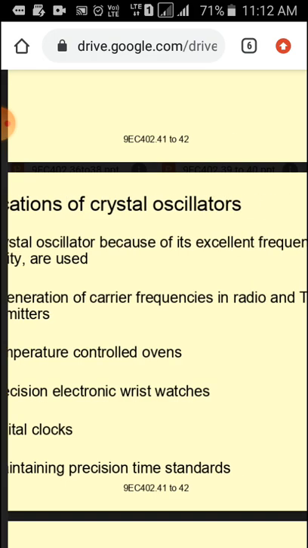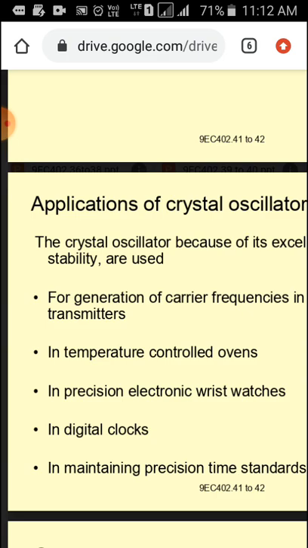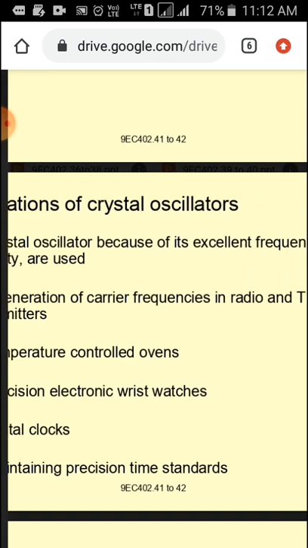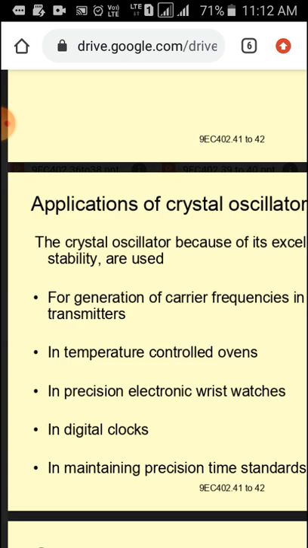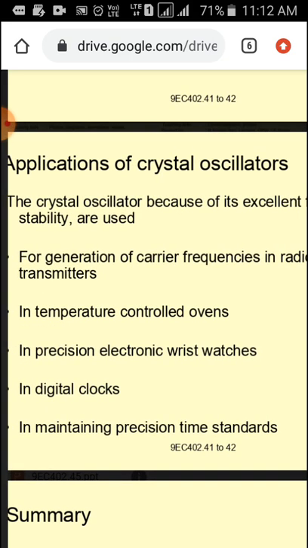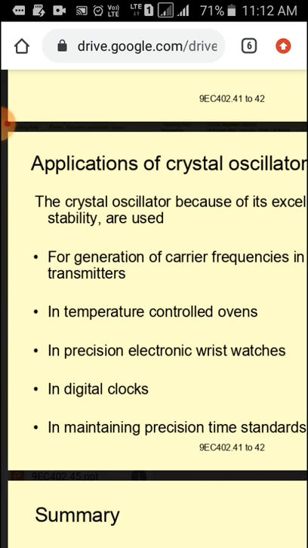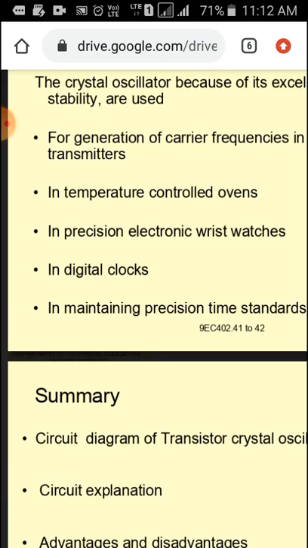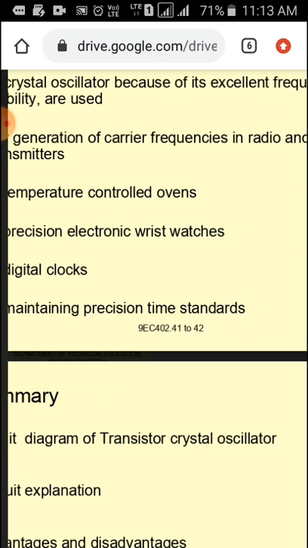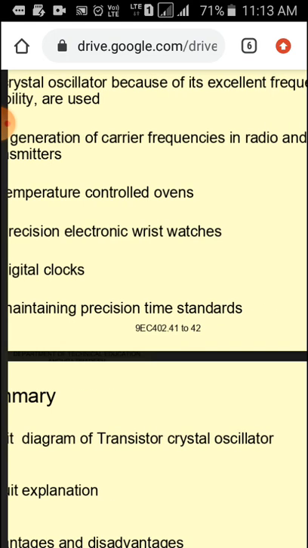Applications of crystal oscillators. Because of its excellent frequency stability, the crystal oscillator is used for generation of carrier frequencies in radio and TV transmitters, in temperature controlled ovens, in precision electronic wrist watches, in digital clocks, and in maintaining precision time standards.